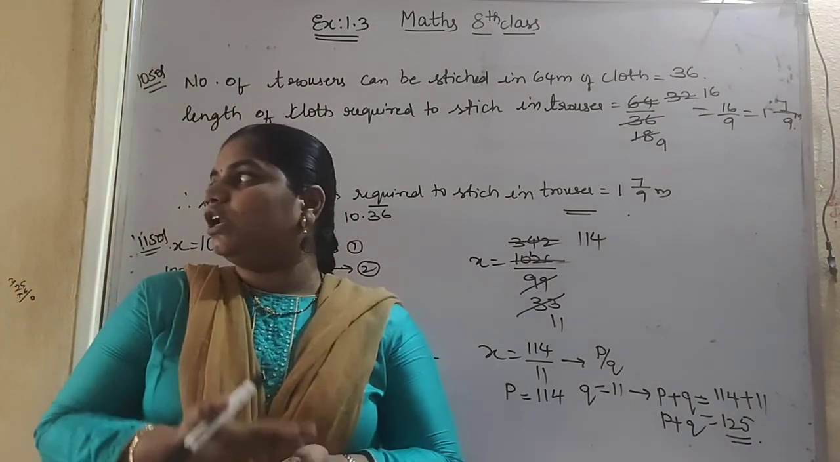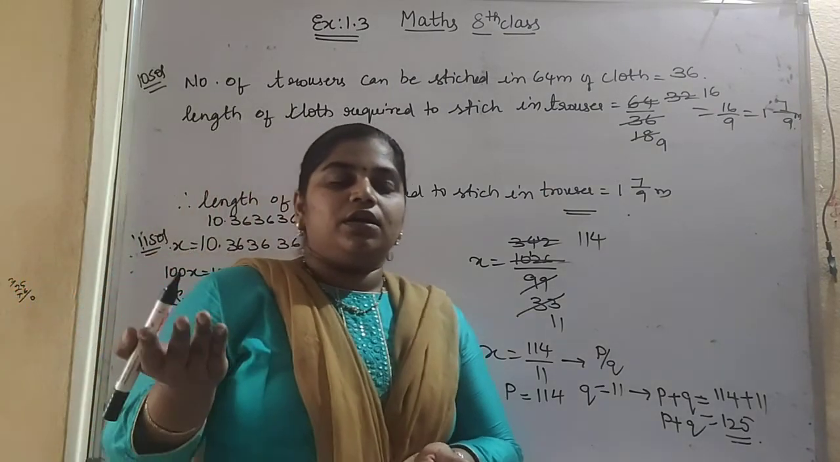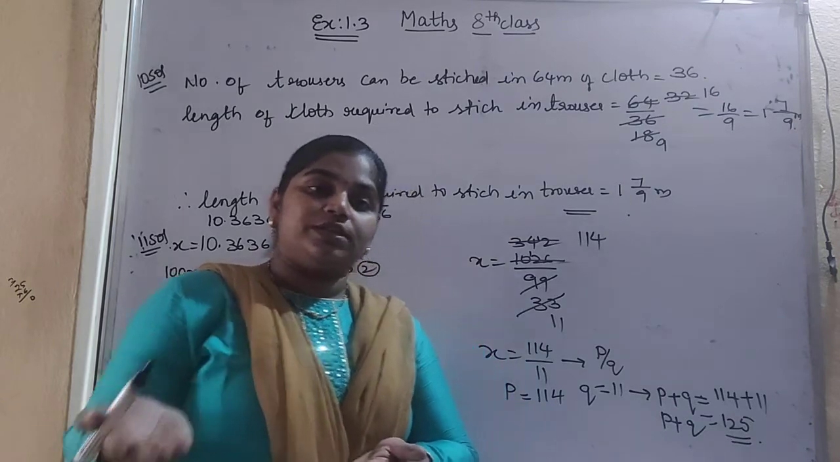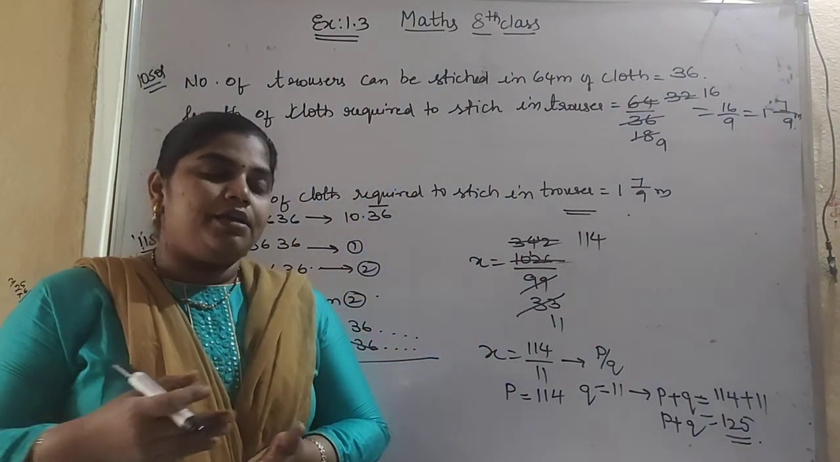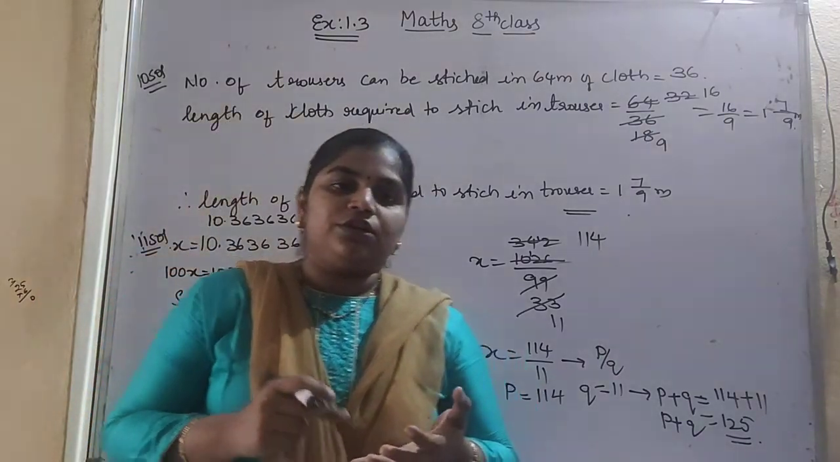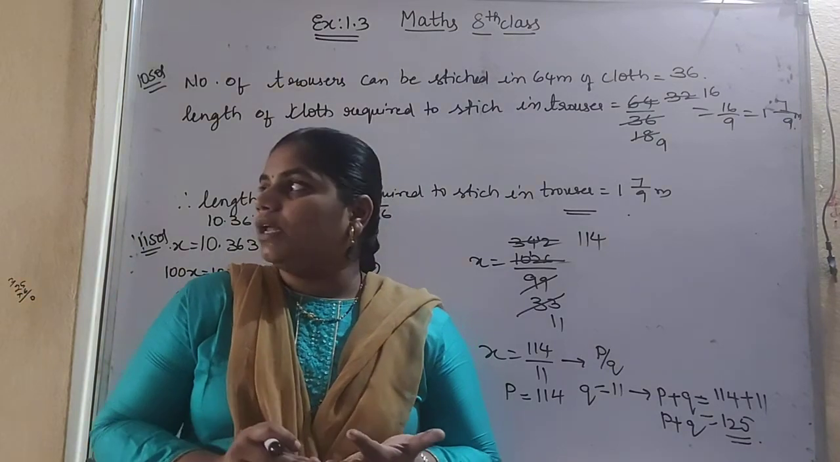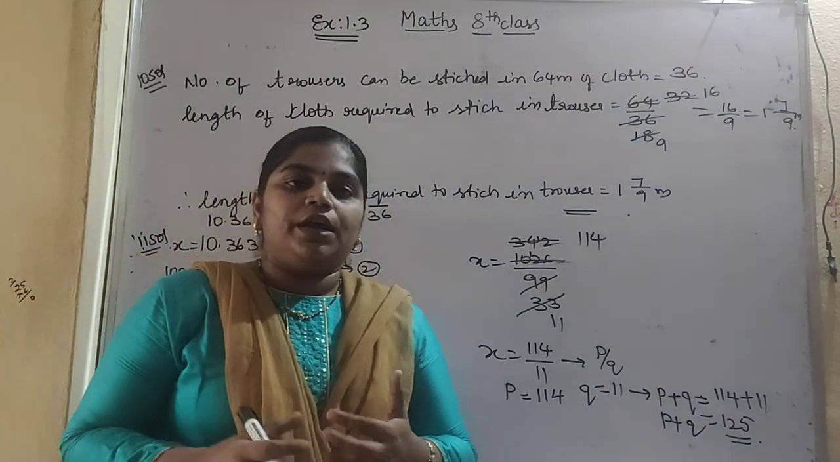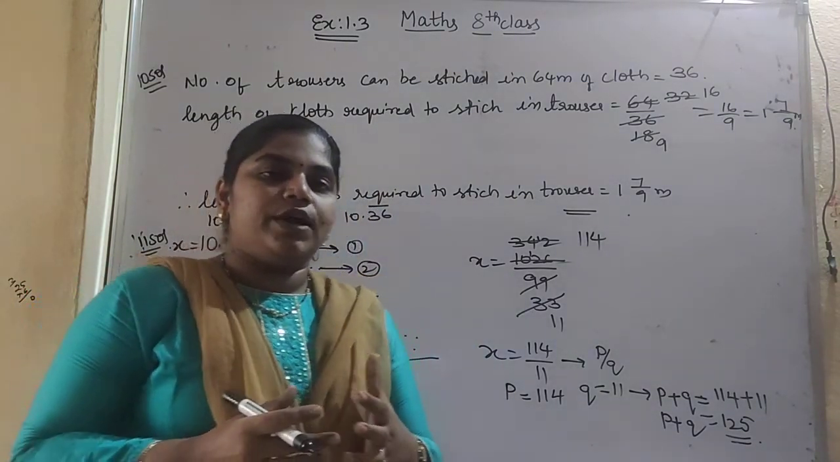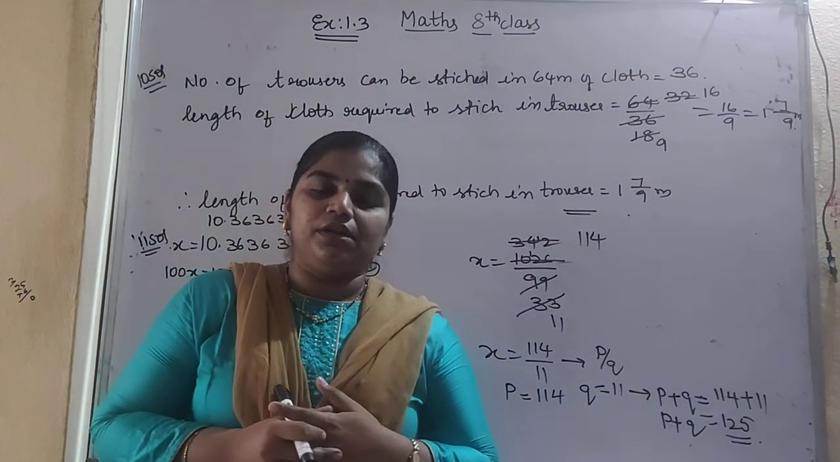How to convert rational numbers to decimal numbers, as well as how to convert decimal numbers to rational numbers, we have also learned. In that we have two different types, terminating decimals and non-terminating decimals. Terminating decimals are nothing but getting the remainder as 0. After dividing any number, if you get the remainder as 0, they are called terminating decimals.